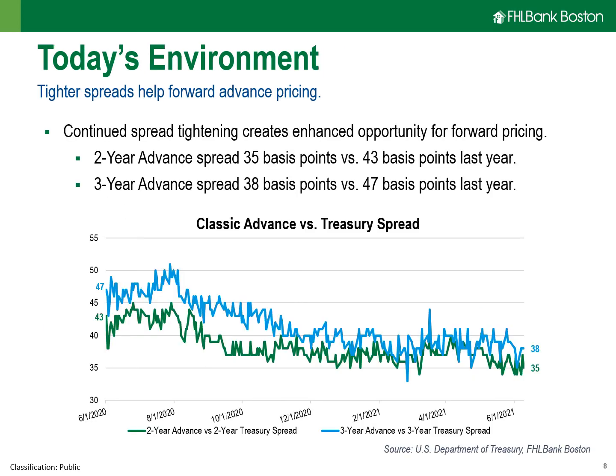So I mentioned tight spreads in the last slide, and I want to put some numbers behind it just so you can see what has happened over the last year. So I have two examples here. Green line is showing the 2-year advance versus the 2-year treasury. The blue line is showing the 3-year advance versus the 3-year treasury. So as you can see, both of these have tightened up. The 2-year going from 43 to 35 basis points, the 3-year going from 47 to 38 basis points.